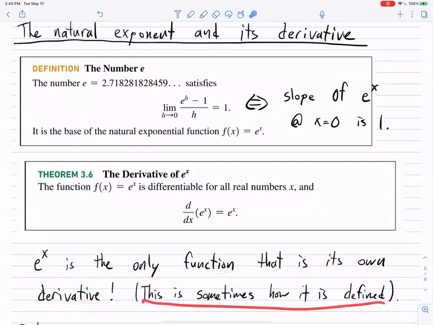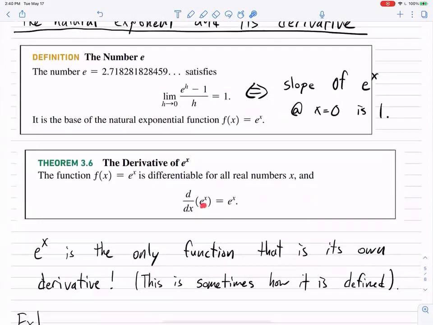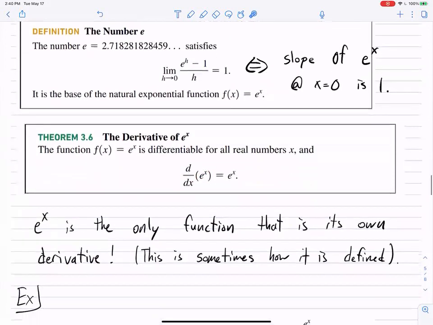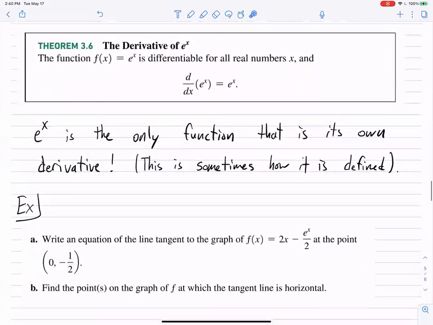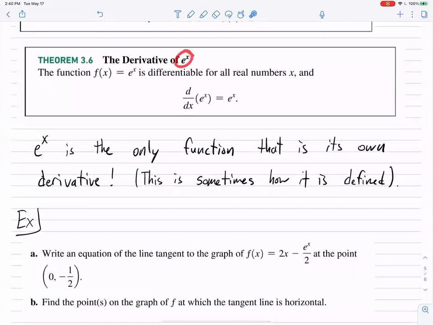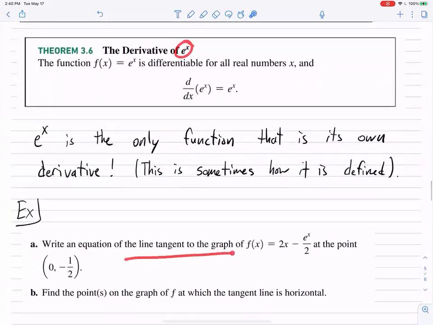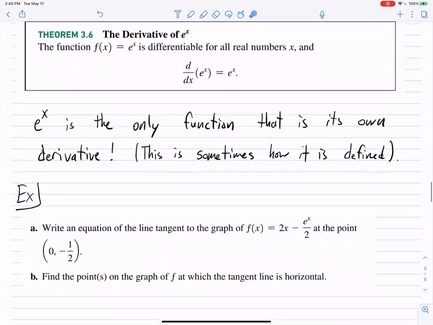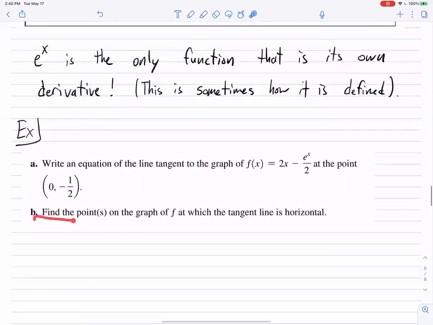And actually in some calculus books, that's how it's defined. They define the exponential function e to the x to be the unique function that is its own derivative. So that's kind of crazy. This function, the value at any point is the same thing as the slope of the tangent line. And so that's kind of crazy. And so using the fact that we know how to take the derivative of e to the x now, we can find the equation of a tangent line at a point. And then we can also find the points on the graph where f has horizontal tangents.